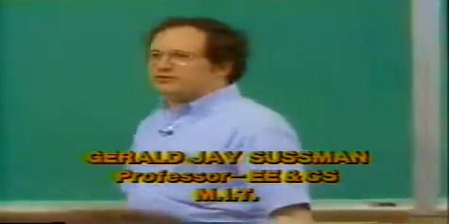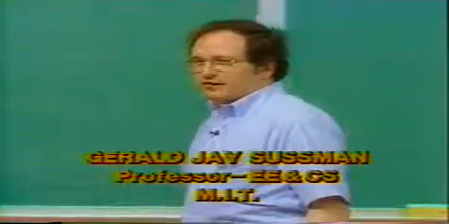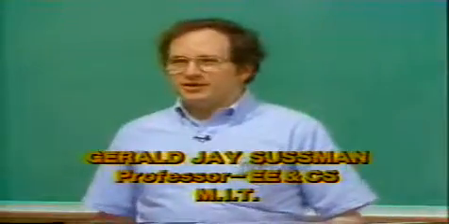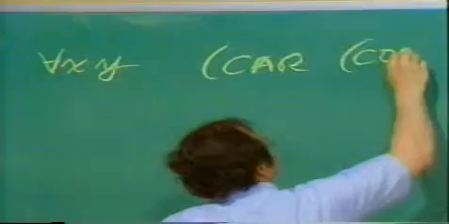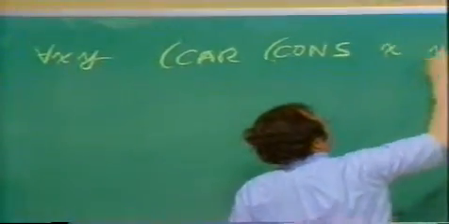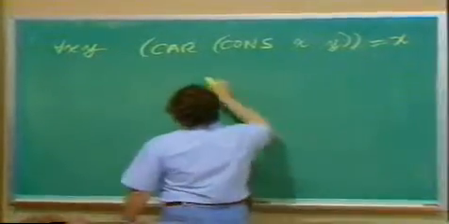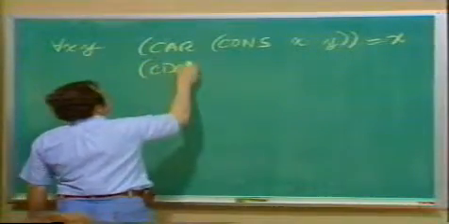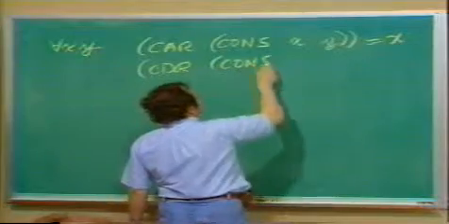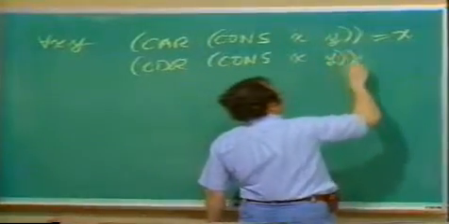When we originally introduced pairs made by cons, we only said a few axioms about them, which were of the form, what were they? For all x and y, the car of the cons of x and y is x, and the cdr of the cons of x and y is y.